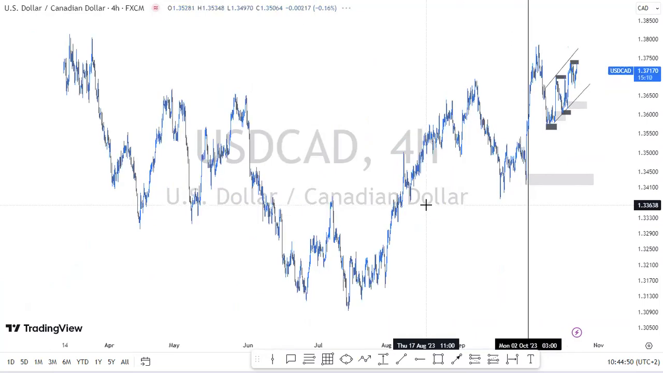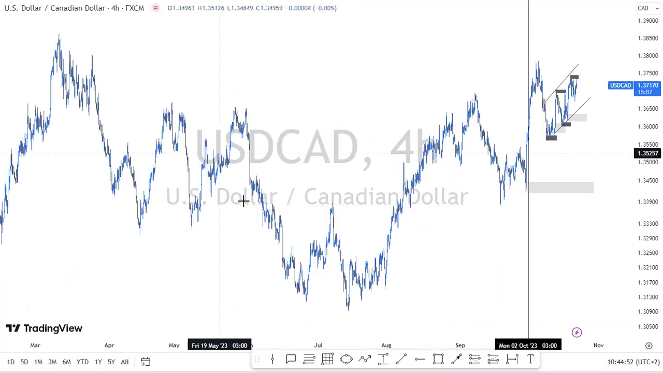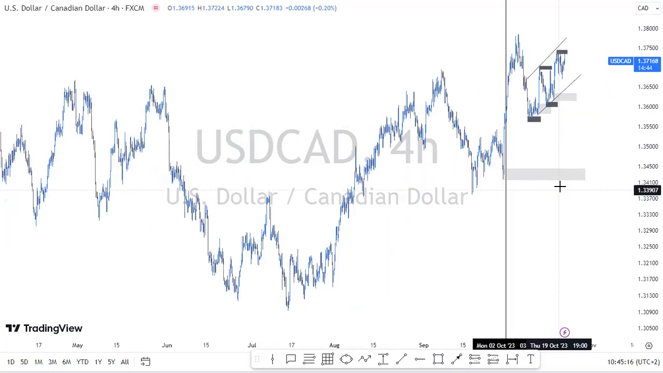You can clearly see that it was coming down, had a change of market character here, so most of the upside is well in play here. We will definitely be breaking this high here, heading to the 38,000 level, 38,500 level. Those are areas which I'm watching out for. So yeah, this is USD CAD.